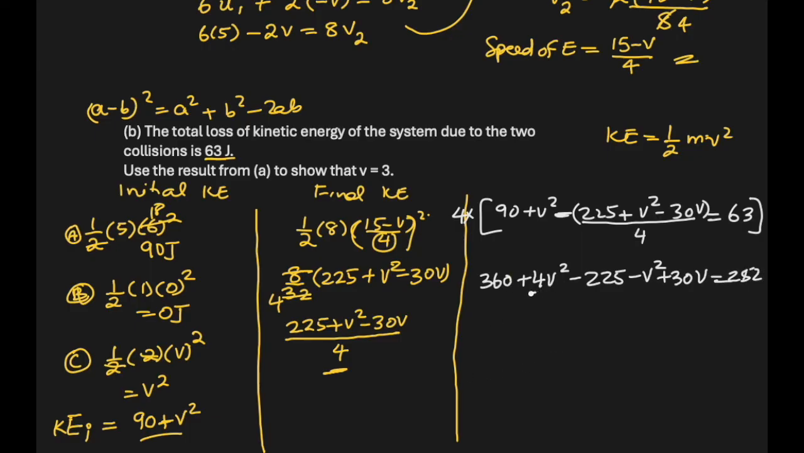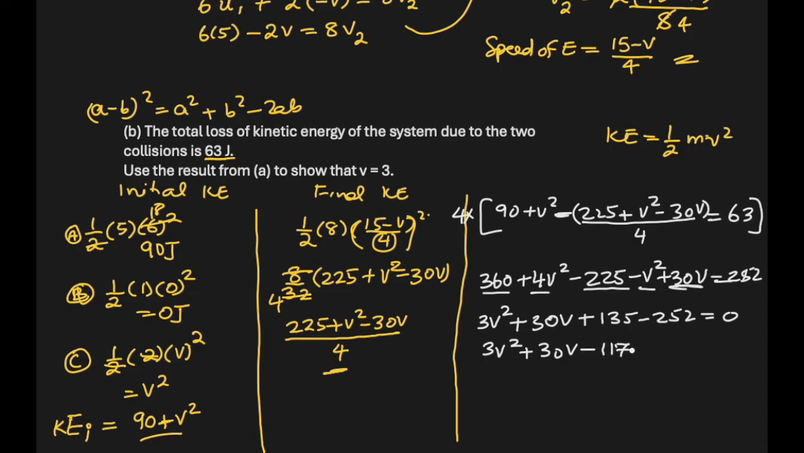And this becomes a quadratic equation. 4v square minus v square is 3v square. 360 minus 225 will be 135, plus, let's write 30v first. This one. Then plus 135 minus 252 equal to 0. So 3v square plus 30v minus 117 equal to 0. Now I will use the splitting the middle term method to find this.